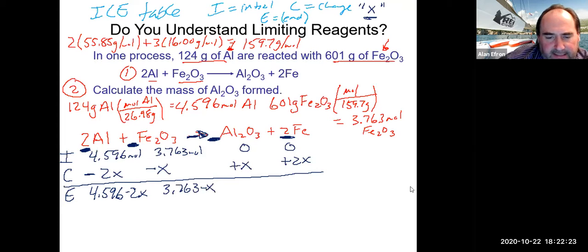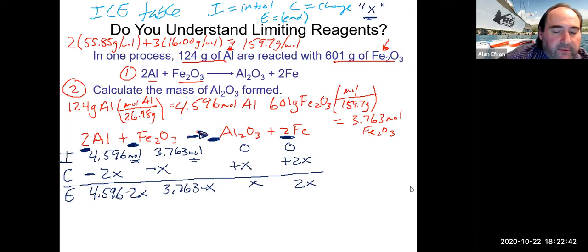3.763 minus x, x, and 2x. So again, here we're just going to carry down everything. And if you want, you can leave the moles in there, or just remember that we're dealing with moles here. All right, so now we're going to come to the part where we're going to figure out which one is the limiting reagent.